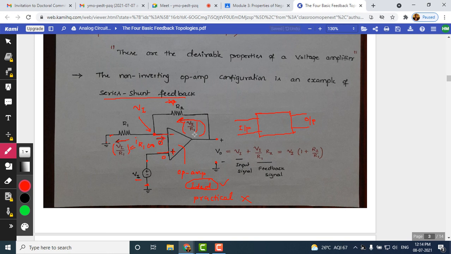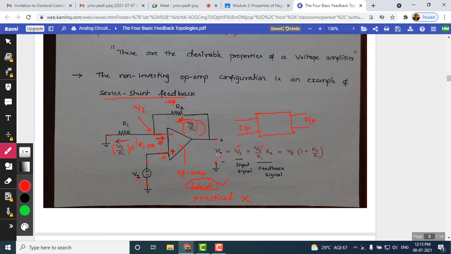Now we have to calculate the output voltage. The output voltage is the voltage here, which is the input signal Vi, plus the drop across R2. The drop across R2 is Vi by R1 times the resistance R2. So this is the input signal and this is the feedback signal. Both get added at this particular point. So V naught is Vi plus Vi by R1 into R2. If you take Vi as a common factor from these two terms, we get Vi times 1 plus R2 by R1, which is the resulting equation.